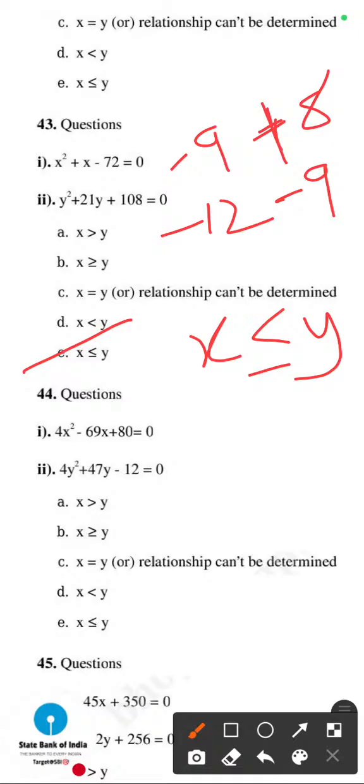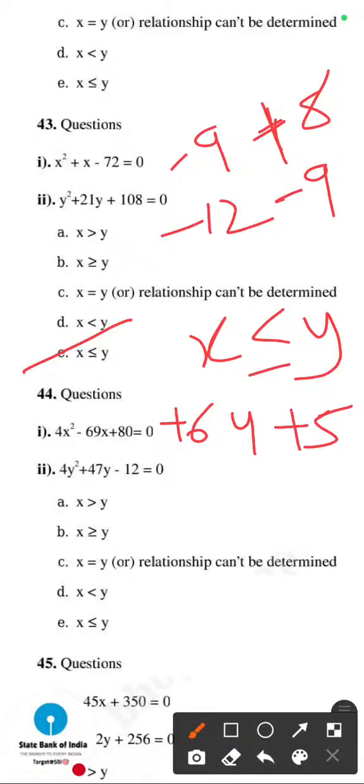Or else we take 16, 5 times is 80 and another 4 times. So 16 2 times, which will be 32. No, 16 4 times, 64 plus 5. So the roots for the first equation are 64 and 5. Minus and plus means both the roots are positive.